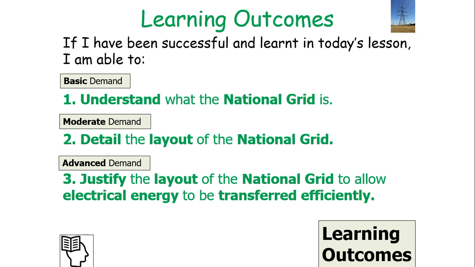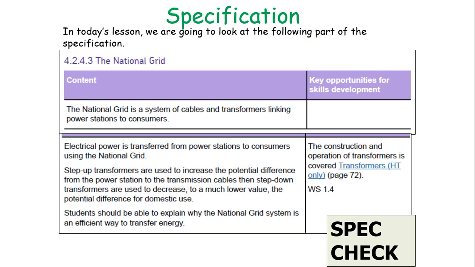So we're going to understand what we mean by the national grid, detail the layout of the national grid, and justify the layout of the national grid to allow electrical energy to be transferred efficiently, which falls into the following part of the AQA Combined Science and AQA Separate Science course for physics in the electricity module. So we're focusing on topic 4.2.4.3, the national grid.